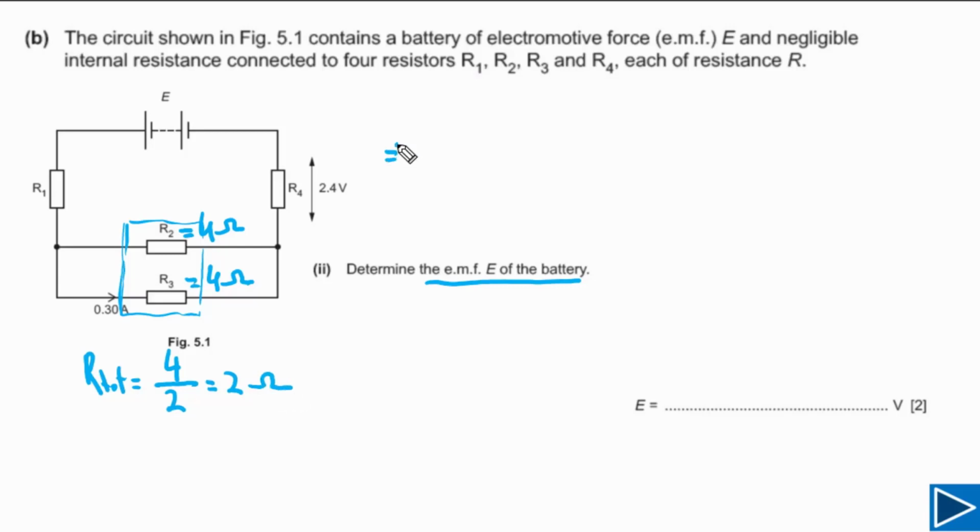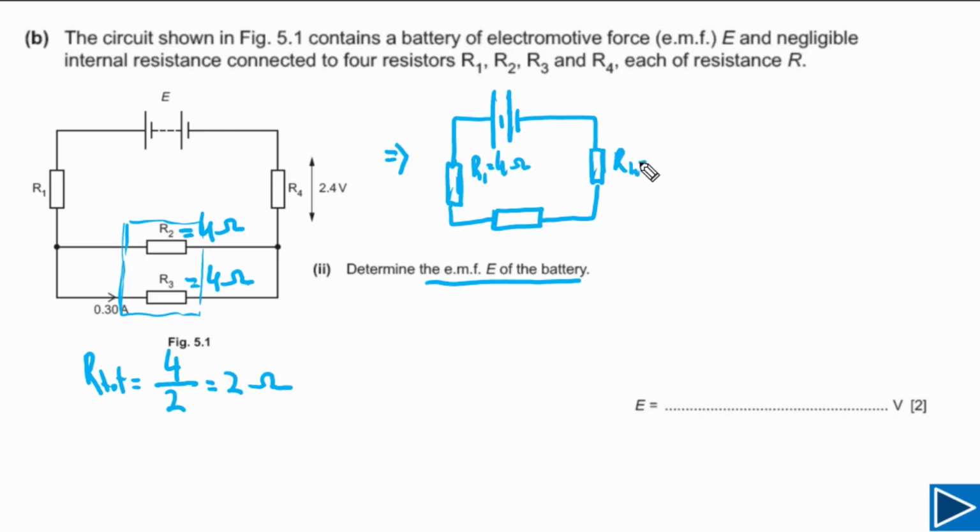Now this circuit we can redraw. So this is our battery. We have one resistor, this is R1 resistor, and these two resistors we can simply replace with one resistor. Here we have resistor 4 that is connected here. So this is our new circuit. Resistance of R1 is equal to 4 ohms. This resistance is also equal to 4 ohms. But the resistance of these two resistors is equal to 2 ohms.